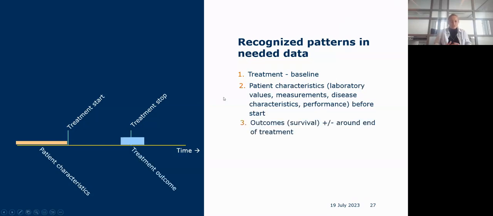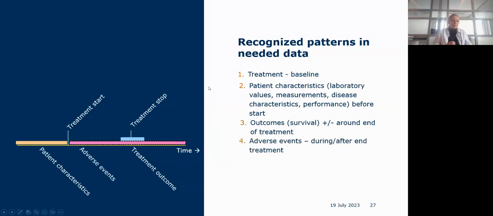And then you always have, in this case of cancer research, an outcome mostly based on survival, and that's mostly found around the time of the treatment stop, because progression or recurrence or even overall survival is mostly a reason to stop the treatment. And then we have the fourth occurrence, that's adverse events, and of course they can only occur after the treatment starts, but can continue after treatment stops. So based on this pattern, we can investigate almost everything if you just understand the disease and the treatment and the specific patient characteristics.